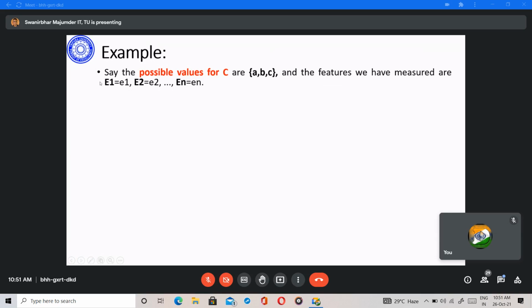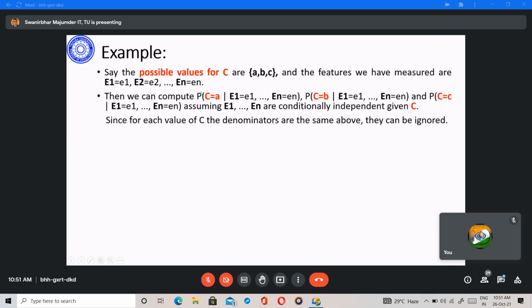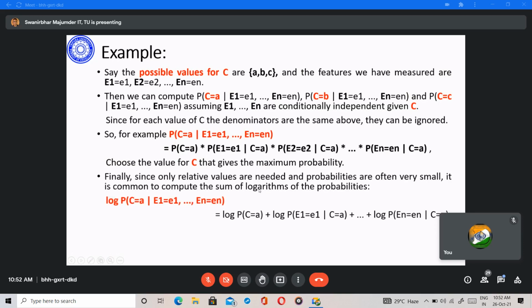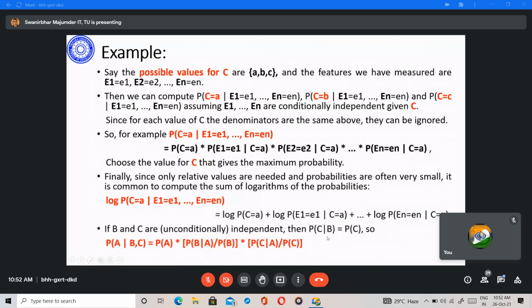If there are different values possible for C, say A, B, and C, we have measured evidences E1, E2, up to En. So for P(C=A), P(C=B), and P(C=C), we are finding the different evidences E1, E2 up to En. For B also E1, E2, En, and for C also E1, E2, En. If we take all of them, the denominators are the same as above, so they can be ignored. Then we choose the value of C that gives the highest probability. When the values are very small, we can take the log versions of this probability. If B and C are unconditionally independent, then we can have it this way, but if they are conditionally independent, it will be different.